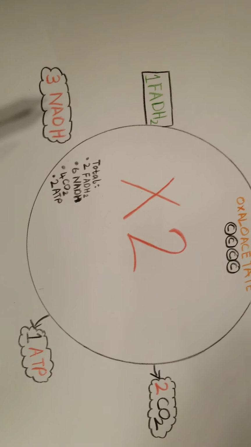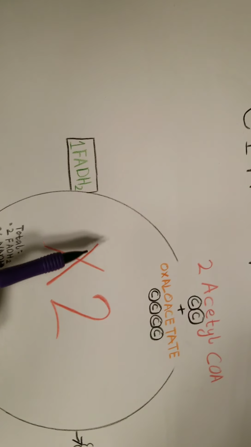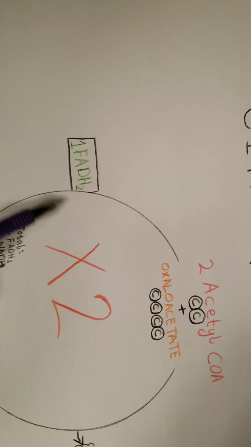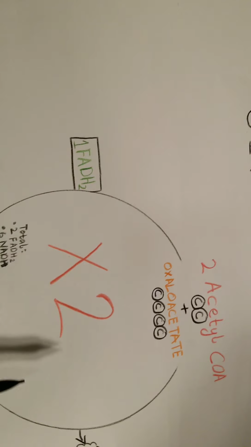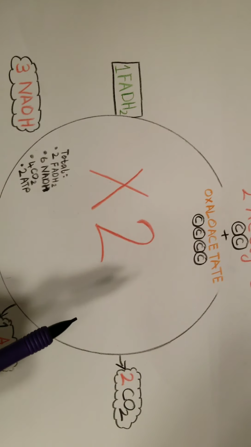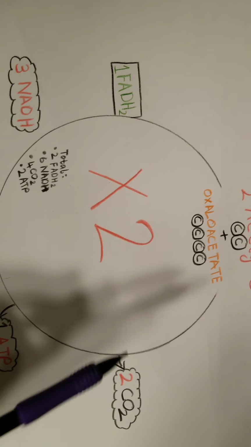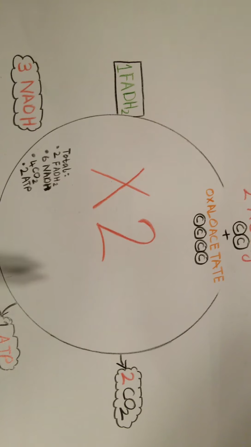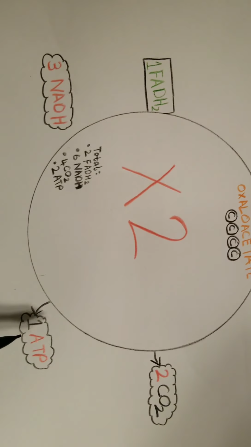And then 3 NADH for one cycle, and then 6 NADH for 2 cycles. And then 1 FADH2 for one cycle, and then 2 FADH2 for 2 cycles, right? And this one occurs in the matrix of the mitochondria. So last time we were just moving into the mitochondria, and now we're inside the matrix. And this one is going to be a substrate level phosphorylation as well, because we're making ATP.